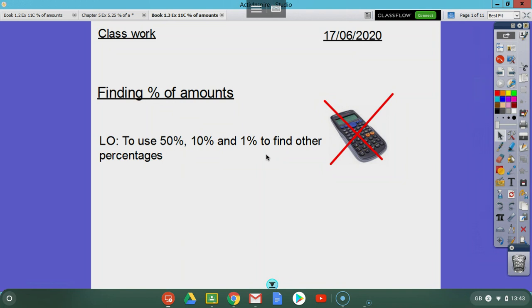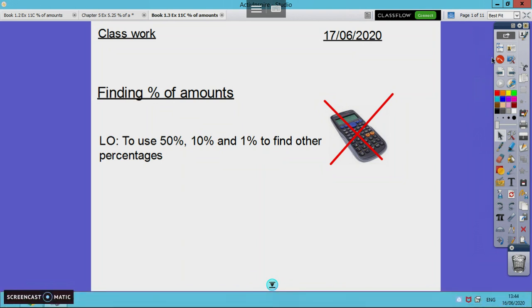So this morning we are going to continue with finding percentages of amounts. We're going to make it a bit more advanced today. We're going to use the percentages that we talked about yesterday to find other percentages. Using those main ones that we learned about, 50%, 10% and 1%, they're the three key percentages that are going to help us find any percentage that we want.